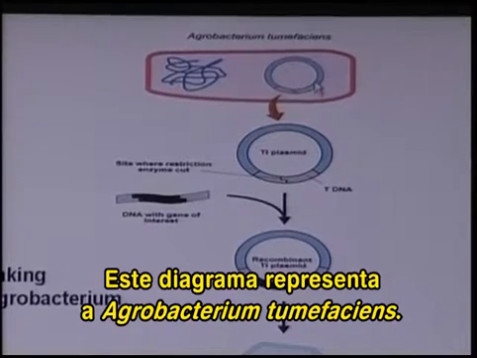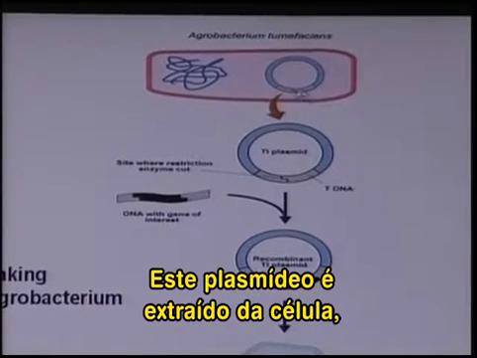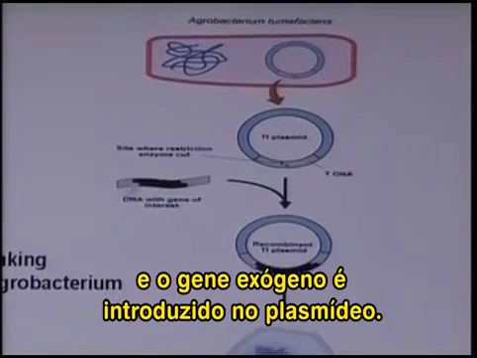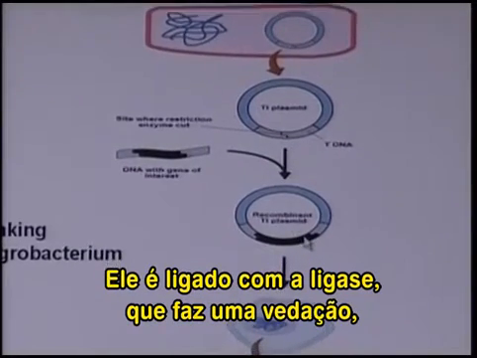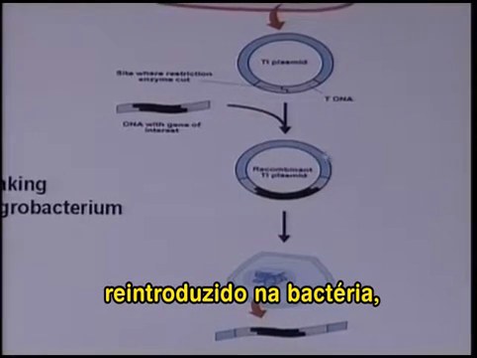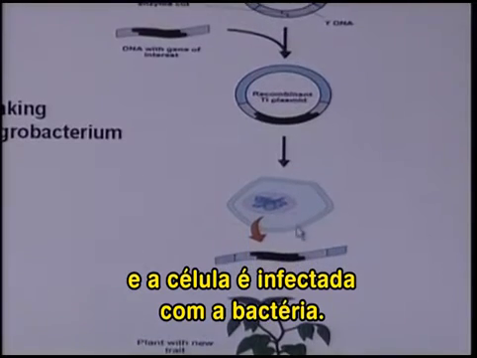This diagram represents the bacterium, which is called Agrobacterium tumefaciens. Now it has a piece of DNA called the circular DNA, or the plasmid. This plasmid will be extracted from the cell. It will be cut with a restriction enzyme, and we will introduce the gene, or the foreign gene, into this plasmid. We will ligate it with a ligase, which is like a sealing, and then we reintroduce this plasmid into the bacteria again, and allow this bacteria to infect the cell.